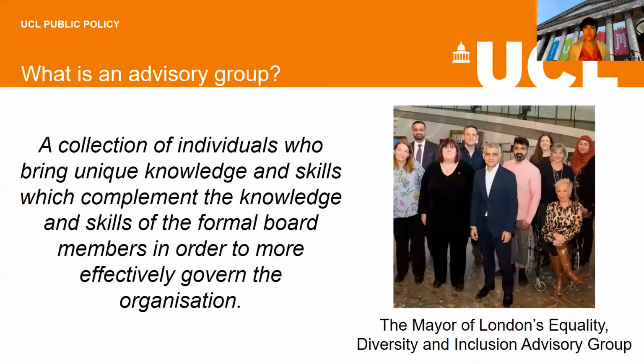So what is an advisory group? It's a collection of individuals who bring unique knowledge and skills which complement the knowledge and skills of the formal board members in order to more effectively govern an organization. I've got an example here of the Mayor of London's Equality, Diversity and Inclusion Advisory Group. And so they advise the Mayor, Sadiq Khan, on topics to do with strategic direction for EDI.